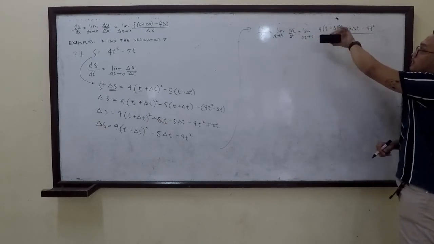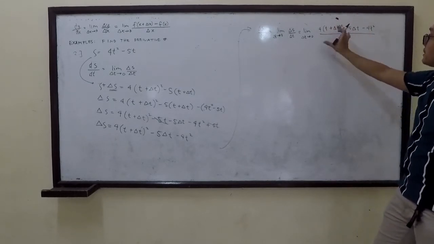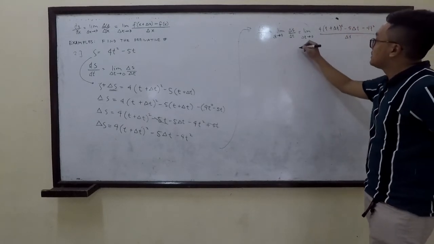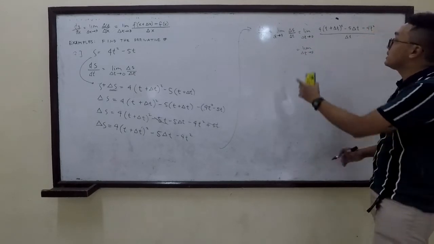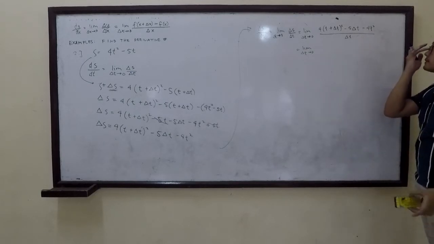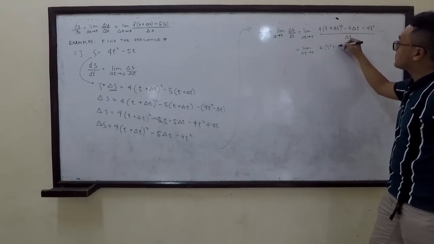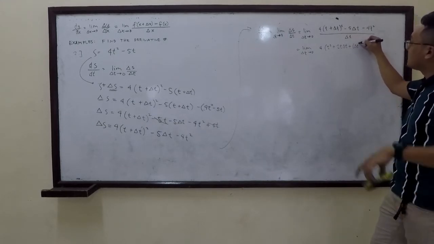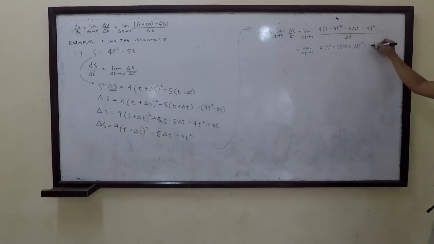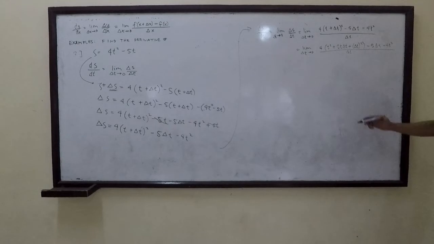So we need to simplify the top first, using the full method to expand it and find the like terms. So this is just the limit. Always copy the limit so we can apply it at the end to get the value. So expanding, t plus delta t squared is t squared plus 2t delta t plus delta t squared. Then copy minus 5 delta t minus 4t squared, all over delta t. Okay? Then distribute the 4.